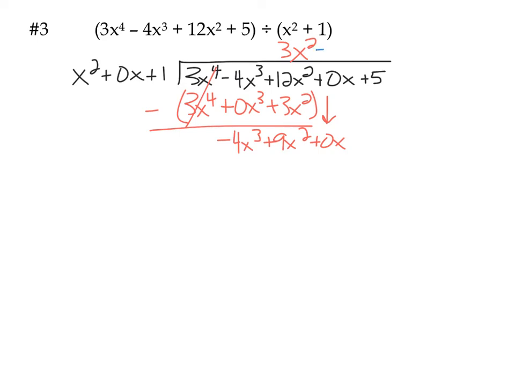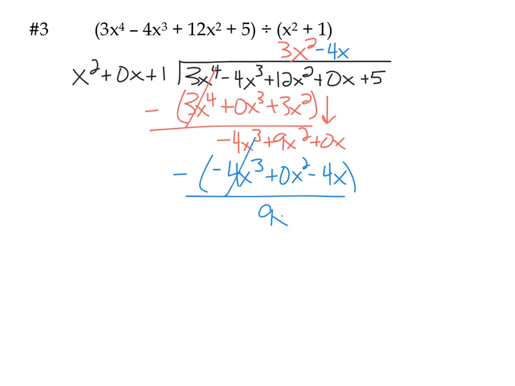So this will be a minus 4x. So when I multiply it by the x squared, I get negative 4x to the 3rd plus 0x squared, because I'm multiplying negative 4 times 0. And then negative 4 times 1 is negative 4x. And then I'm going to subtract these. Okay. And I'm going to end up with canceling that out. 9 minus 0 is 9x squared. 0 minus negative 4, so that's plus 4x. Okay. And then I'm going to bring down the 5.